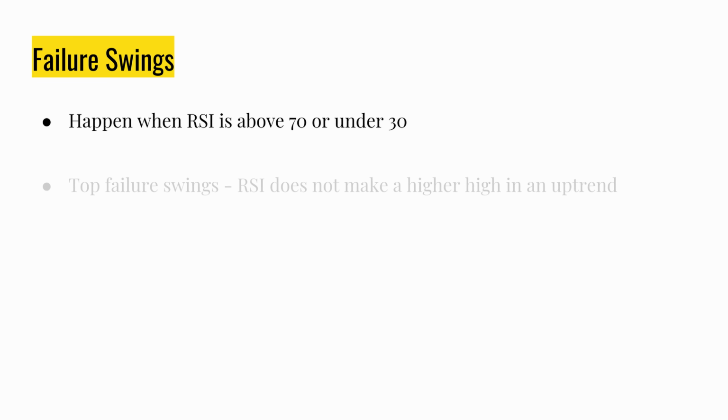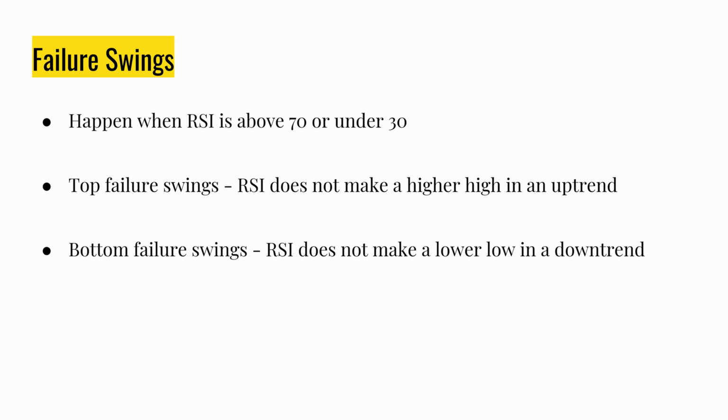Now that we know how to read the RSI, let's look at a more complex topic. Failure swings happen when the RSI is above 70 or under 30. A top failure swing is when the RSI does not make a higher high in an uptrend, so there is a divergence between the price moving higher but the RSI moving lower. This is usually considered a topping pattern or at least signals a provisional top. A bottom failure swing is when the RSI does not make a lower low in a downtrend. This means that there is a divergence between price moving lower and the RSI moving higher. This is usually considered a bottoming pattern or at least a provisional bottom.